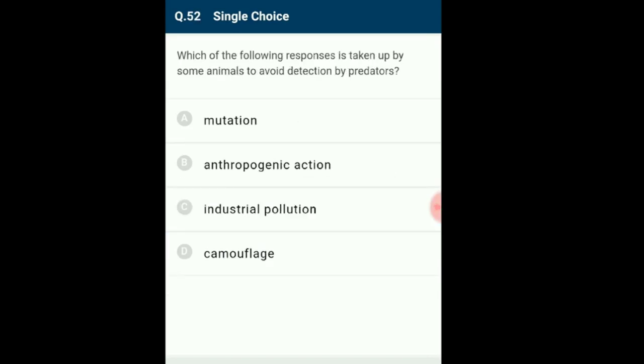Question number 52. Which of the following responses is taken up by some animals to avoid detection by predators? If a predator is efficient and overexploits its prey, then the prey might become extinct, and following it, the predator will also become extinct for lack of food. This is the reason why predators in nature are prudent. Prey species have evolved various defenses to lessen the impact of predation. Some species of insects and frogs are cryptically colored, that is, camouflaged to avoid being detected easily by predators. So the answer for this question is option D, camouflage.